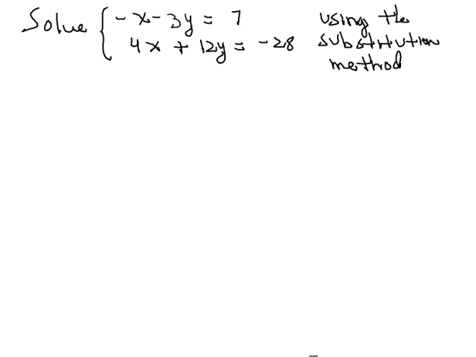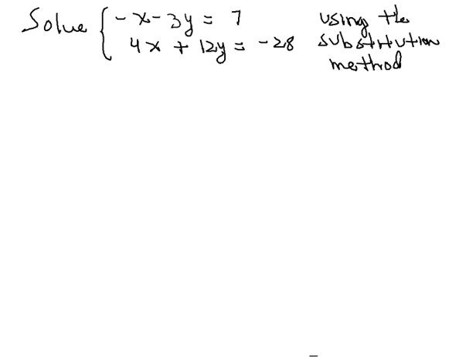Now we're next going to take what we just learned about what an identity is and use it in the context of solving a system of linear equations. So the example we have is the following. We have the system consisting of negative x minus 3y is equal to 7 and 4x plus 12y equals negative 28. And we're going to solve this using the substitution method.